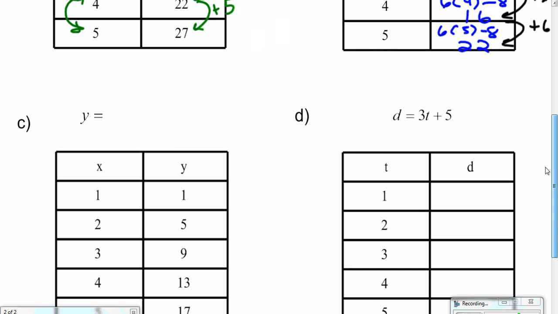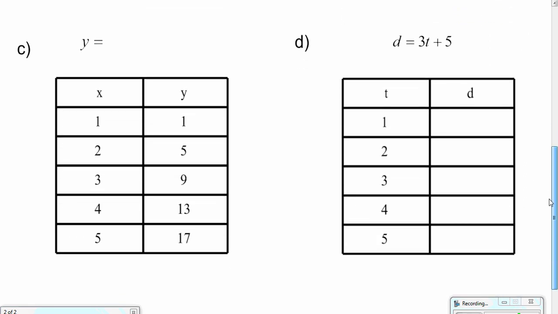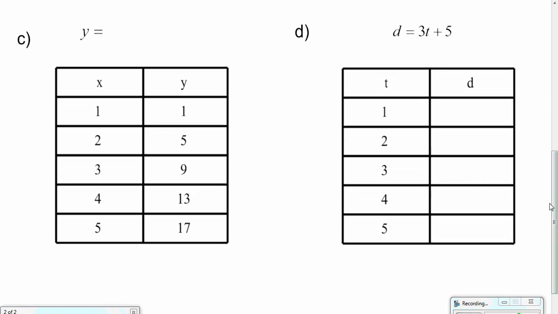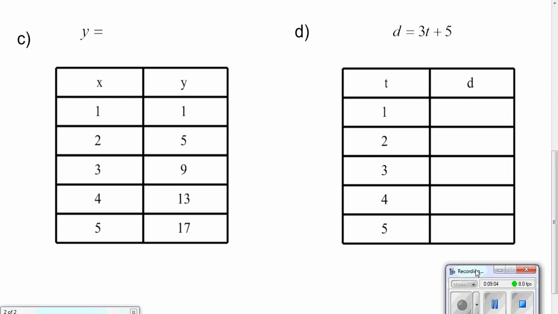Okay. I'm going to leave you C and D to do on your own as well, and we are going to check these together tomorrow. Please give them a try. Please show evidence of your work as well. I don't want to just see something written down without any proof to back it up.